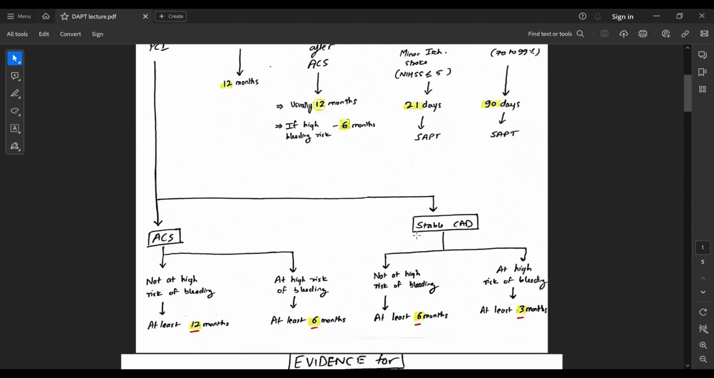Now, if the stent is placed in case of stable coronary artery disease, let's say a patient comes in with stable angina, undergoes a stress test, the stress test is positive, he undergoes a diagnostic cardiac cath, and ends up having a stent. Now, in that case, the DAPT has to be given for at least 6 months. If the patient is at high risk of bleeding, then it has to be given for at least 3 months.